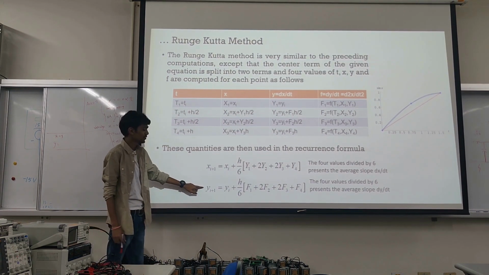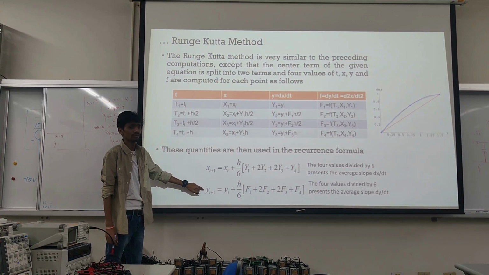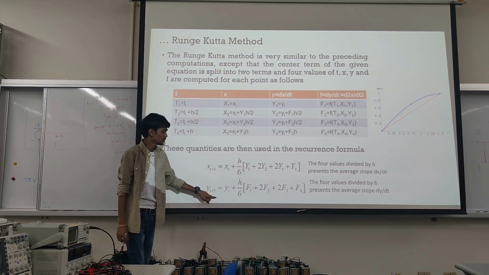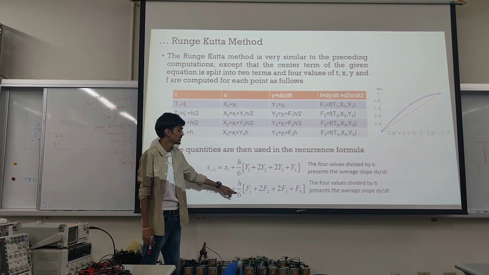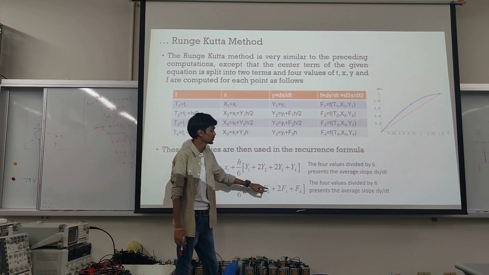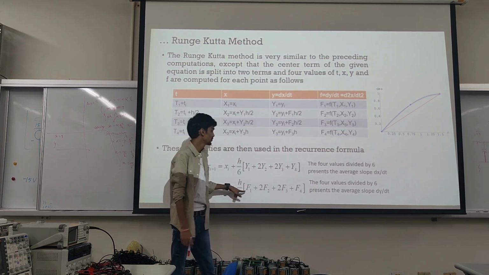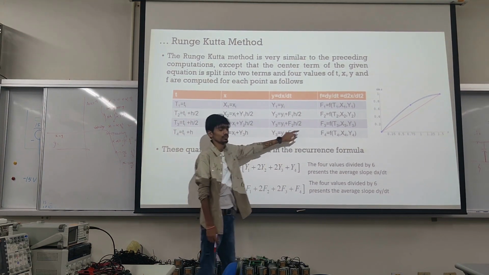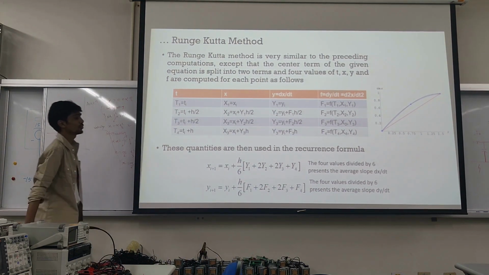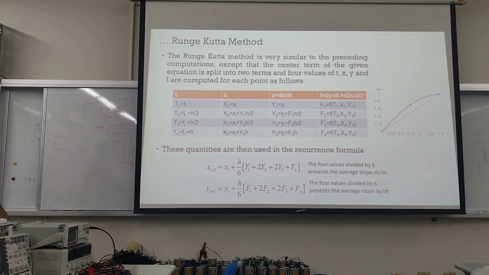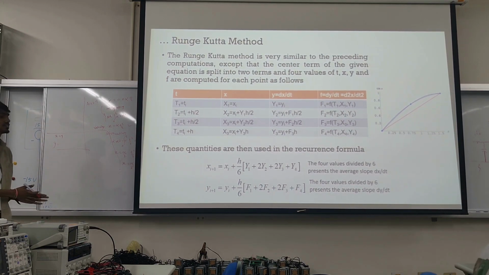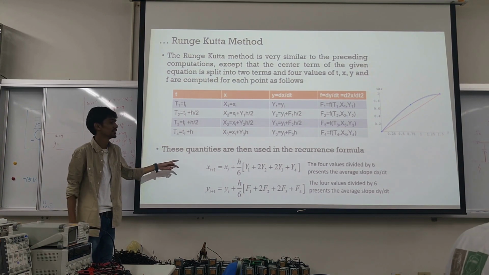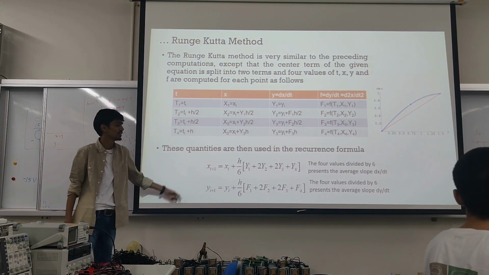Now yi plus 1 is the velocity. So yi plus h by 6 into f1 plus 2 into f2 plus 2 into f3 plus f4. f1, f2, f3, f4: what is this? This is the acceleration that we have calculated from the Runge-Kutta formula. So these are the four values, which come from dx by dt and dy by dt.